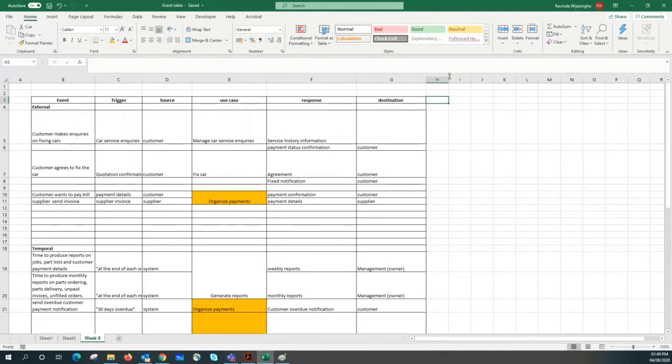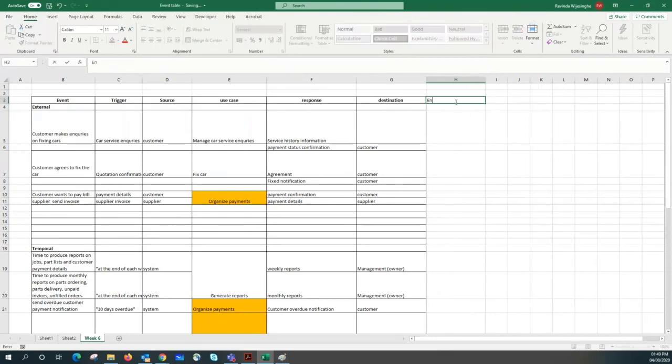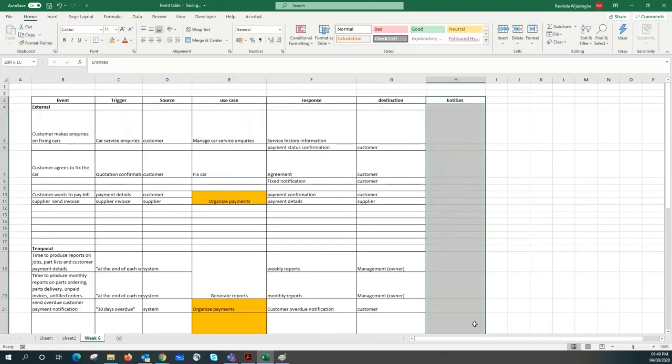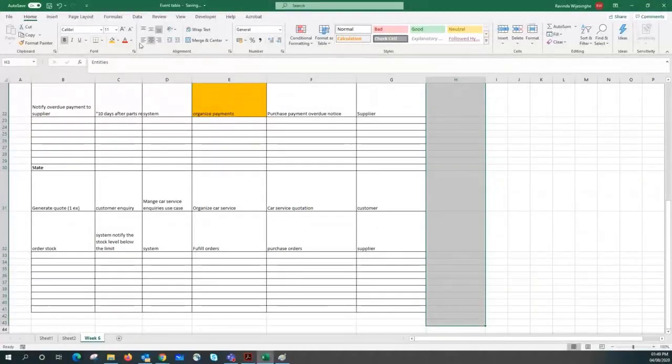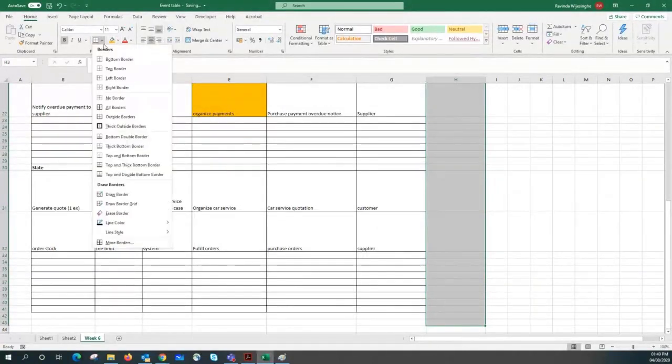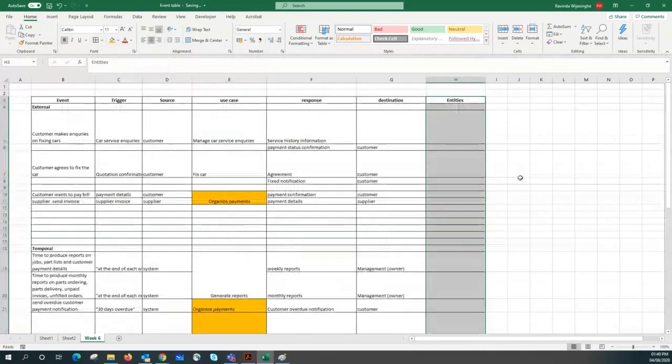Now what I will do is I'll create another column here to record entities. Entities we require to process each use case. Okay, so this is my next column. So I'll make it a bit nice. Let me put the borders.